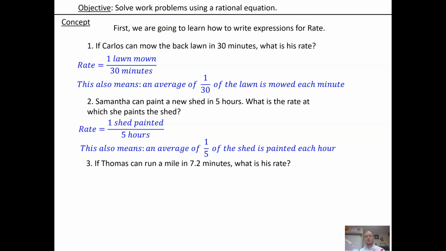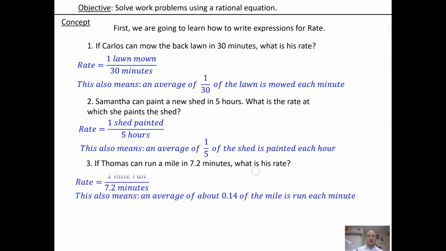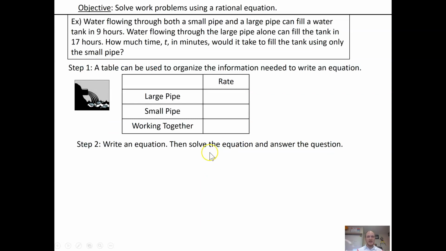Number three, if Thomas can run a mile in 7.2 minutes, what is his rate? How many miles is he running? One. How long does it take him? 7.2 minutes. If I divide those, that's about 0.14 of a mile run each minute. So that's how we identify rate, the number of jobs divided by the time. Let's get into this example here.